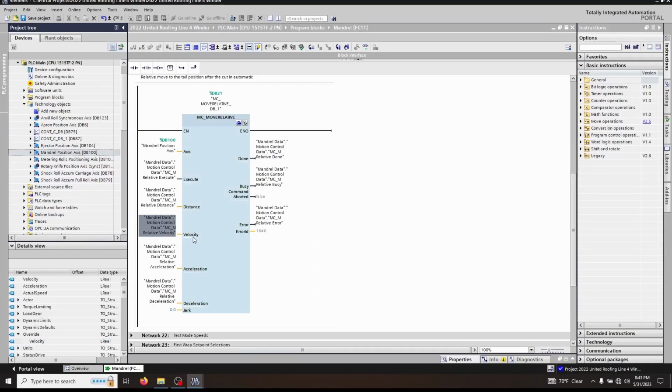Once again, note that these inputs, distance, velocity, acceleration, deceleration, and jerk, are all in your engineering units set up in technology objects. So velocity is never in RPM. It will be in degrees per second, millimeters per second, inches per second. Acceleration will always be in degrees per second squared, millimeters per second squared, inches per second squared. And jerk will always be in your engineering units such as degrees per second cubed or your linear units.